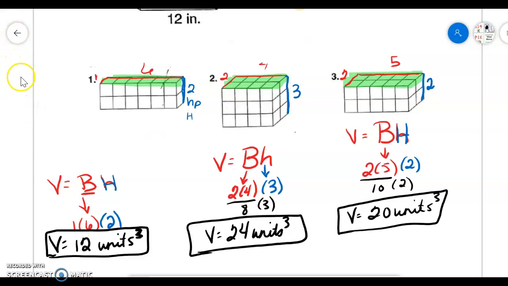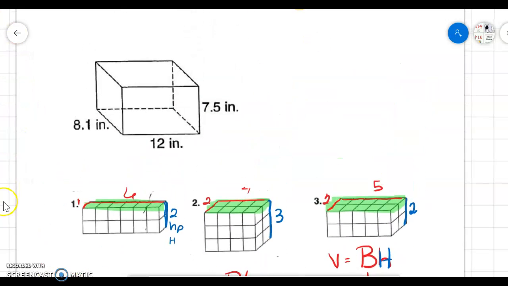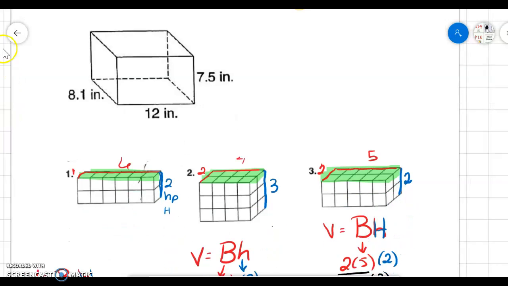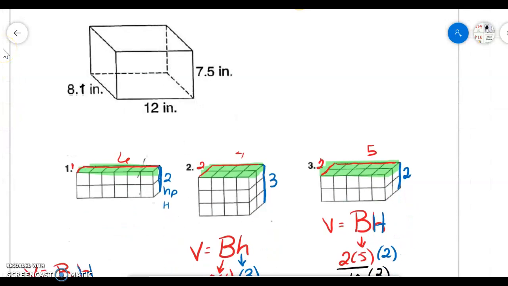So let's look at a couple that don't have the blocks already for us. Now this one does have decimals. I'm going to go ahead and scratch out the decimals. We're not worried about can you multiply by the decimals. I know you can do that. I want you to worry about the basic concept today, which is volume of the shape. So here is my base shape.